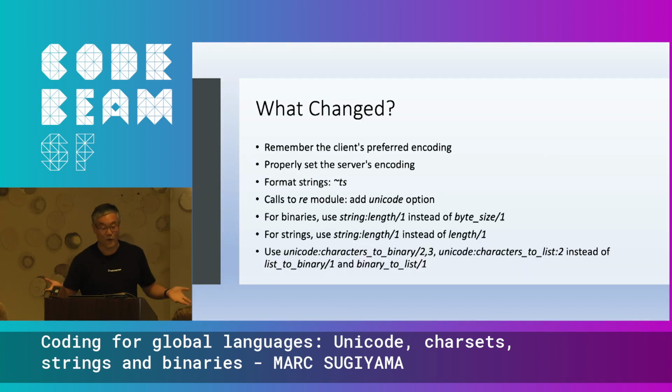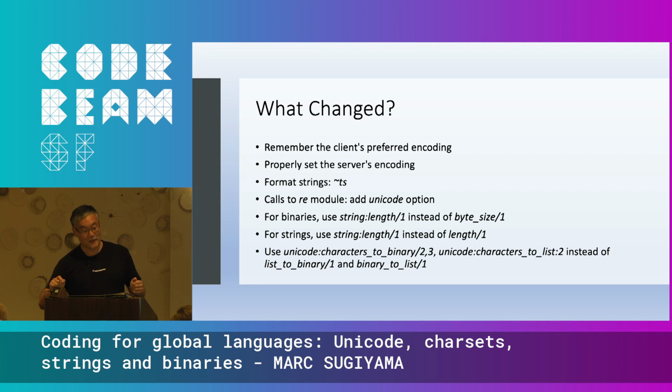We had to change all the format strings, which, thankfully, were all easy to find because tilde-s is pretty unique to that. We had to change our calls to the regular expression module, and then things got a little bit harder. There were a lot of places where we would use byte size, so we would have a string as a binary and use byte size to see how long the string was. Well, that only works if it's 1 byte per character, which is no longer true, right? So we had to find all of those, which were not easy to find, and change those to string length, which does the right thing.